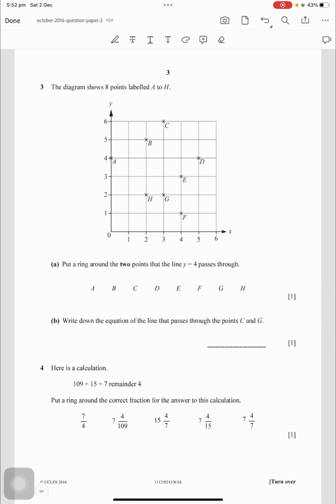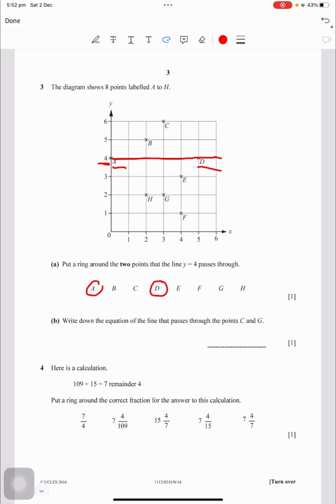Okay, question number 3. The diagram shows 8 points labeled A to H. Put a ring around the 2 points that the line Y is equal to 4 passes through. Let's see. As you can see, this is Y. If I make a line right here, we can clearly see that there's A and D over here. So those are the 2 points that we will circle. A and D. We'll circle these 2 letters.